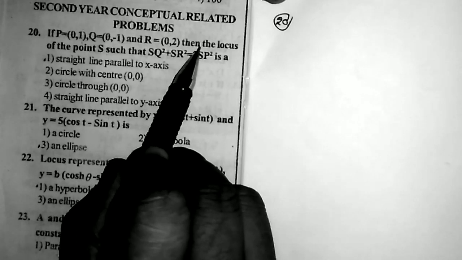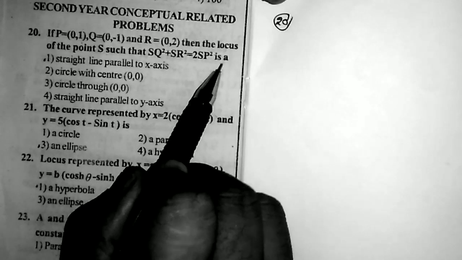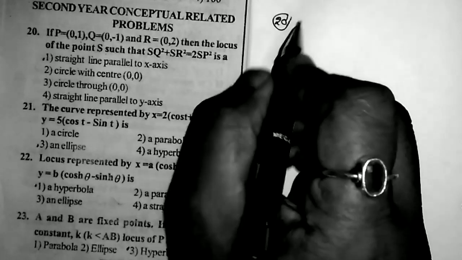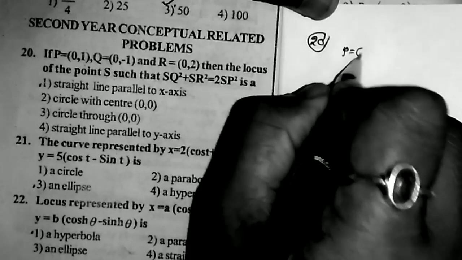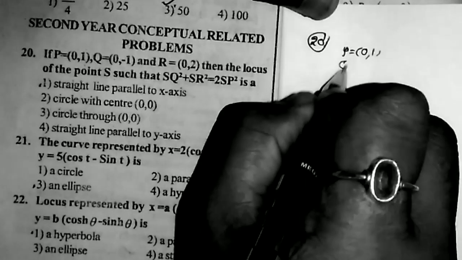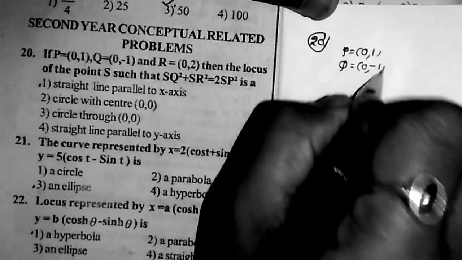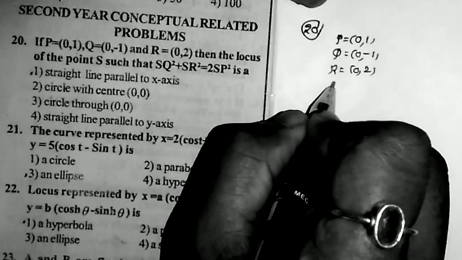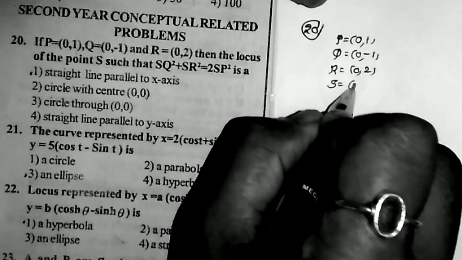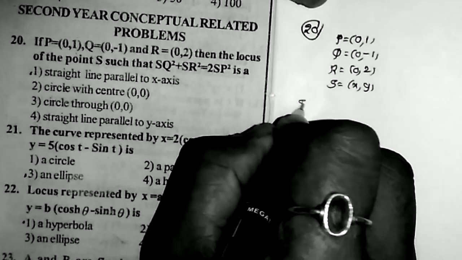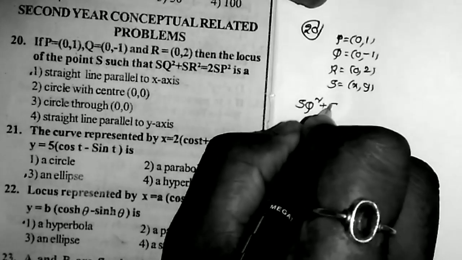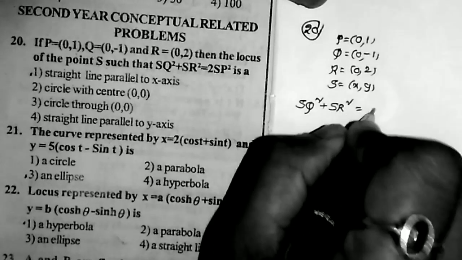Question, sum number 20. If P is equal to (0, 1), Q is equal to (0, minus 1), R is equal to (0, 2), then the locus of the point S such that SQ square plus SR square is equal to 2 into SP square is. Direct condition, just replacing the values. So given that P is (0, 1), Q is (0, minus 1), R is (0, 2), and we take the point S as (x, y). What is the given condition? SQ square plus SR square is equal to 2 into SP square.